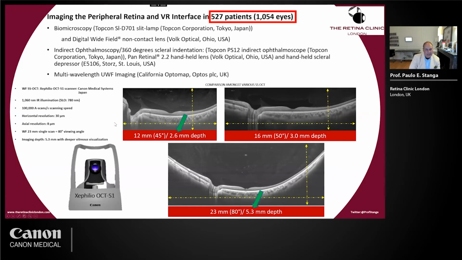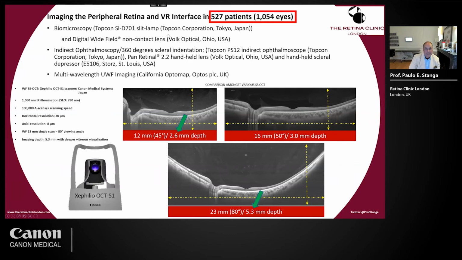So of course, this is the Canon technology that we are using with 23 millimeter long scans, that's 80 degrees. But also very importantly, not only are we getting long scans, but deep scans with a window that increases from 2.6 millimeter depth when we use 12 millimeter scan technology to 5.3 millimeters. So we are able to image deeper into the vitreous. Horizontal resolution of 30 microns, axial resolution of 8 microns.